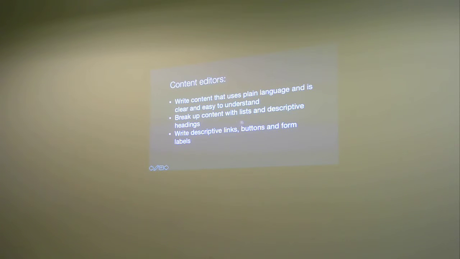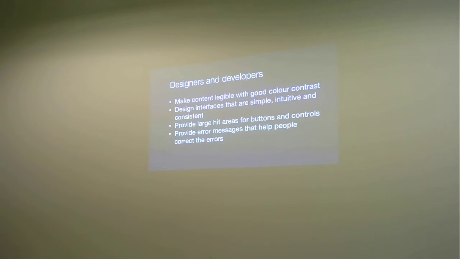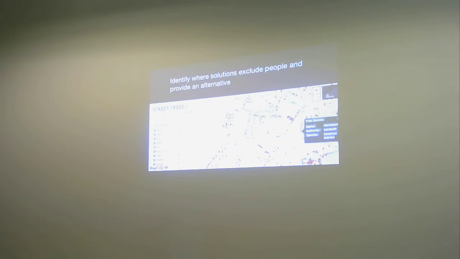So again, this is a few more examples for content editors: using plain language, breaking up content, writing descriptive links. It's not rocket science, but all of this makes a real difference. And designers and developers, it's making content legible with good colour contrast, designing interfaces that are simple, providing large hit areas for buttons, error messages. Again, these are just a few examples, but this is the type of thing that the legislation really is requiring us to do. Another important consideration is that you need to identify where solutions exclude people.